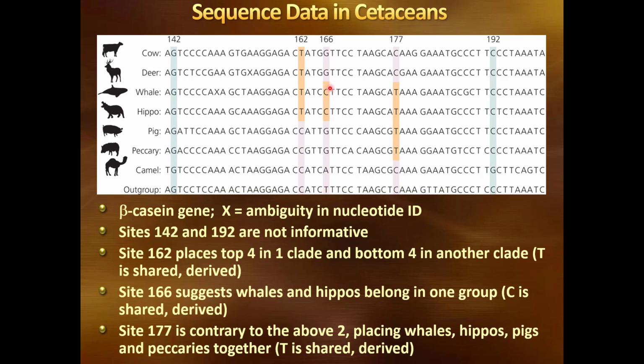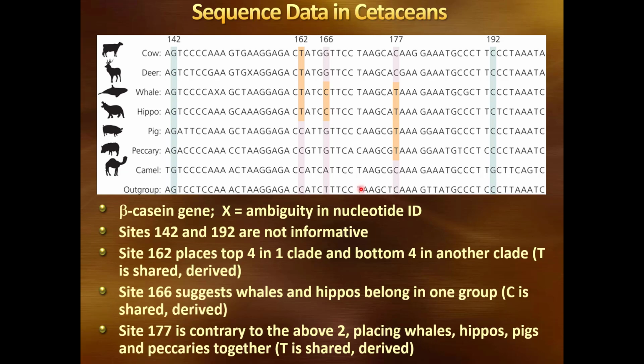Likewise, if we come over here to position 166, we see that the ancestor had a T, and we see that these two here, the whale and the hippo, have something different from the ancestor. So they have a shared derived feature, and that is the C. So it could be that the ancestor leading to this lineage that gave rise to both whales and hippos had an evolutionary event there where a base became C, and then the cow and deer perhaps had a similar situation where they had that position become a G. So that is again kind of suggesting that the whales and hippos go together.